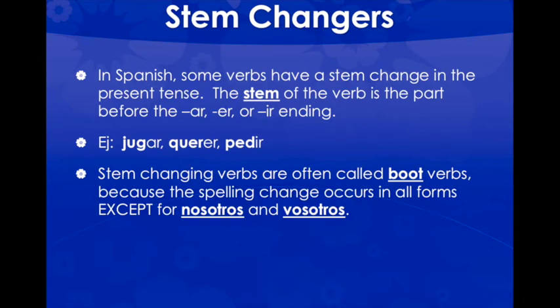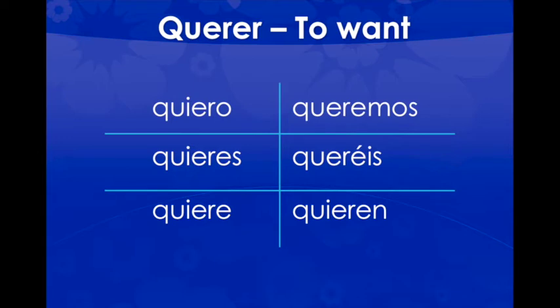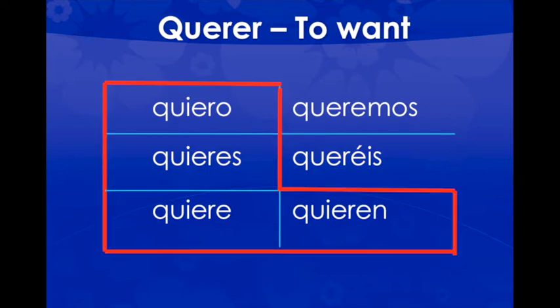Stem-changing verbs are often called boot verbs because the spelling change that we're going to talk about occurs in all forms except the nosotros and the vosotros forms. And we'll show you what that looks like right now. For example, querer, which means to want. If we wanted to say I want, we'd say quiero. You want, quieres. He or she wants, quiere. And you're going to see that querer has an E to IE stem change, where the E in querer changes to IE in quiero. And you're going to hear that E in quiero come out.